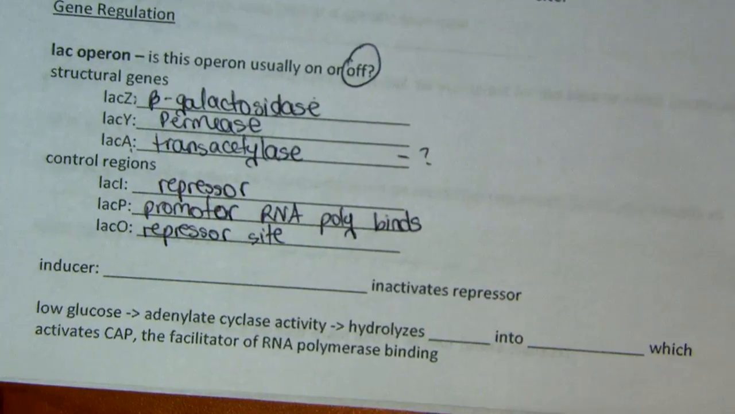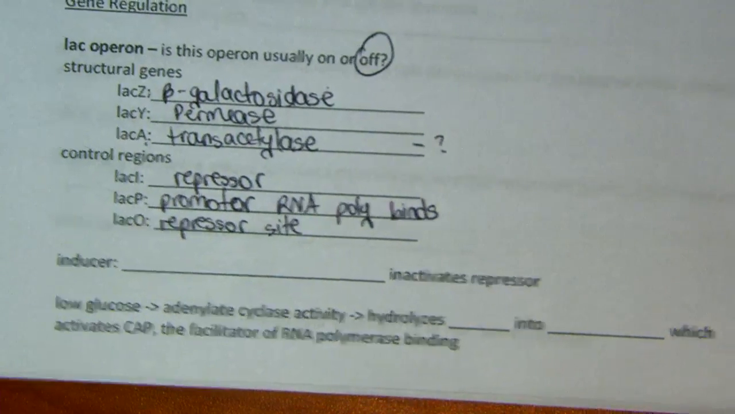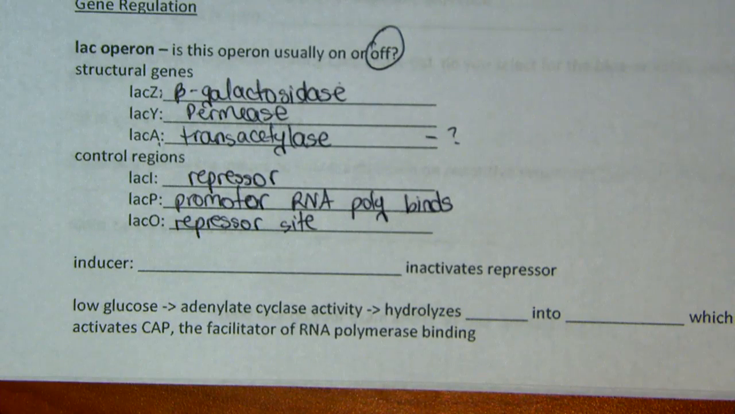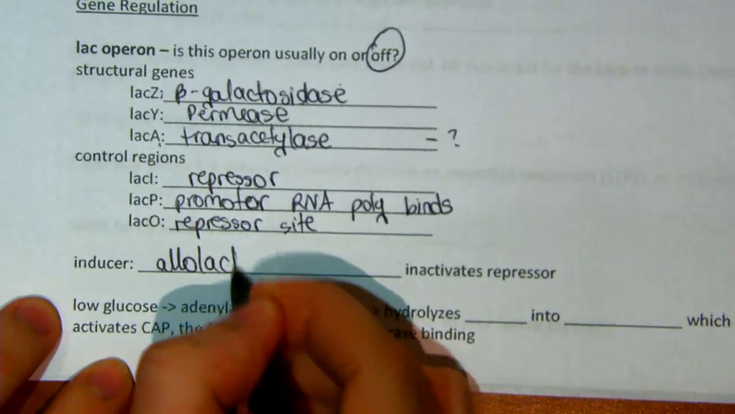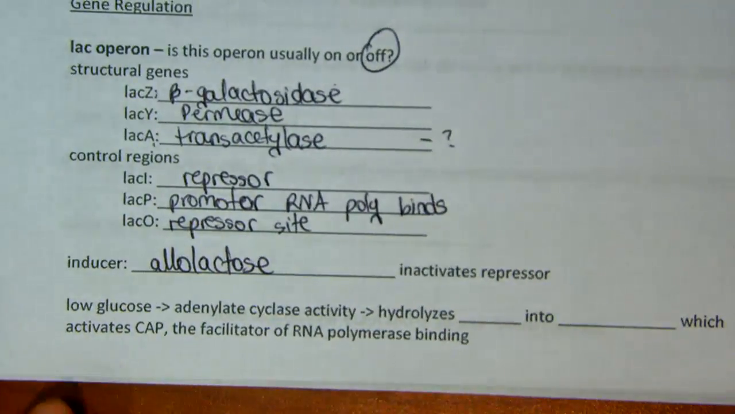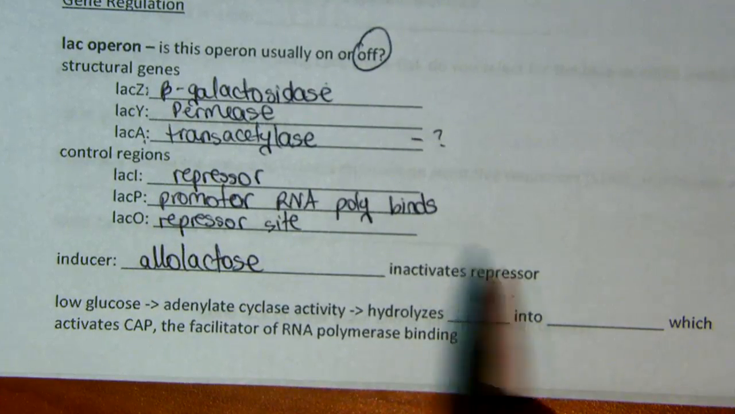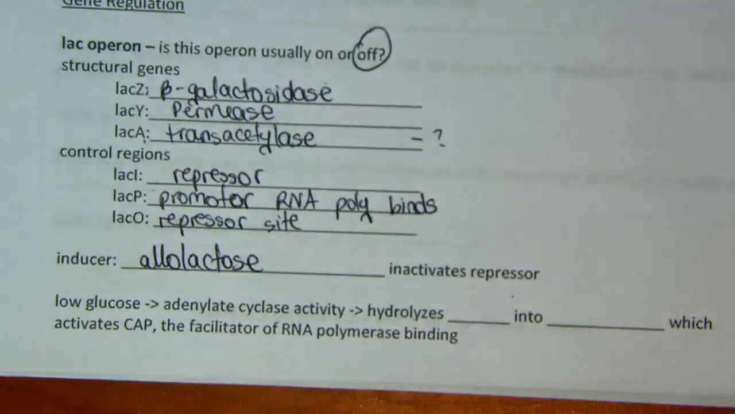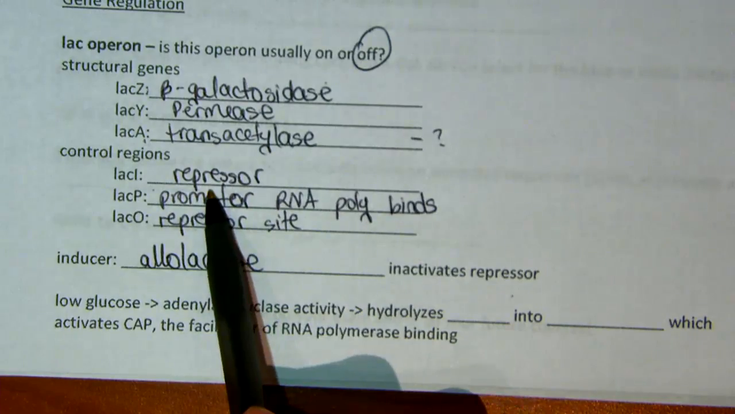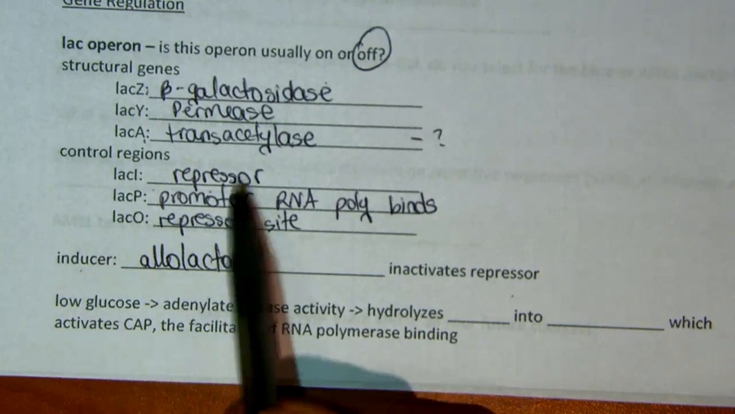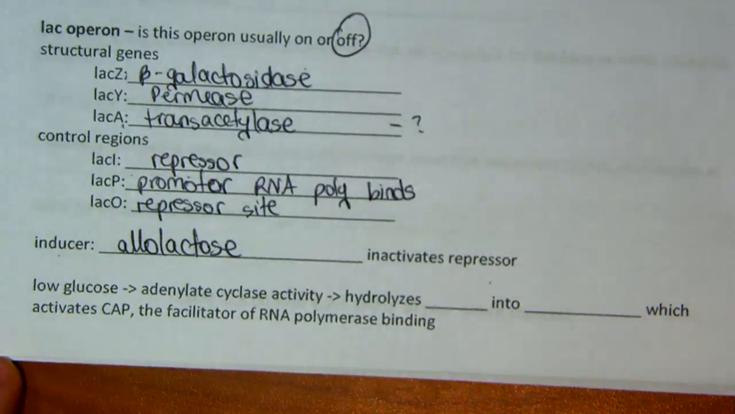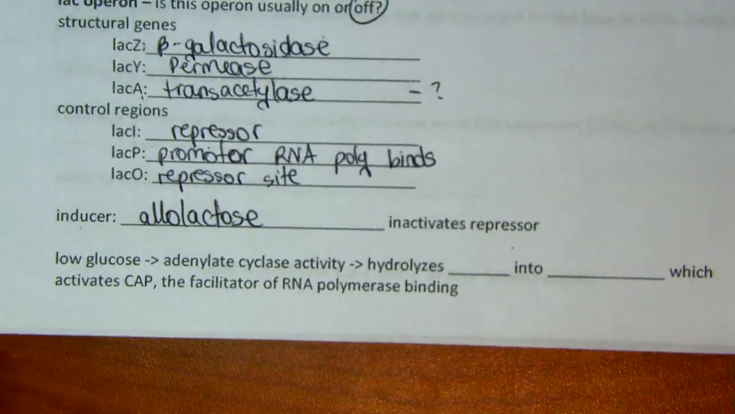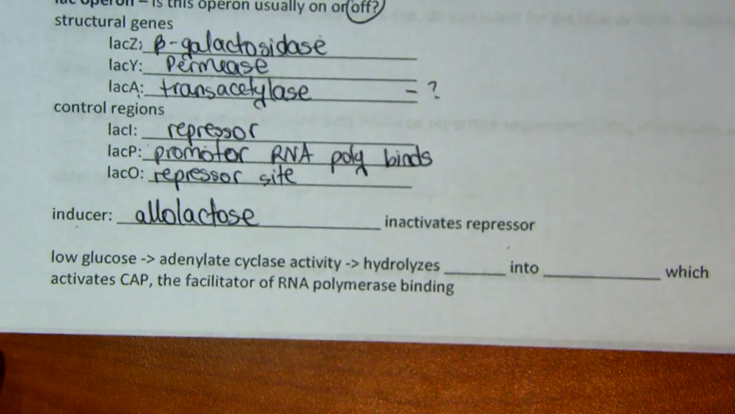What's the inducer of the lac operon? Good, allolactose. So that's the inducer, which means that it inactivates the LAC-I coded for repressor. Typically that repressor is in place, but the inducer can come in, make that inactive, and turn the operon on. So here's kind of the flow of information on how this operon works.